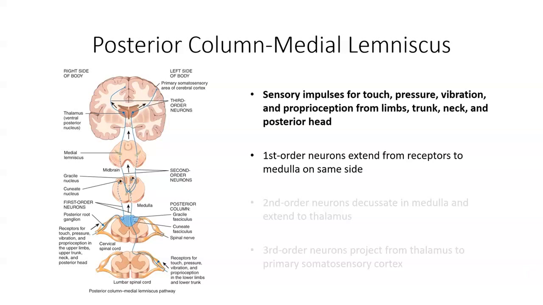The first order neurons in this pathway extend from the sensory receptors in the limbs, the trunk, the neck, and the back of the head into the spinal cord, and then they ascend to the medulla oblongata on the same side of the body. The cell bodies of these sensory neurons we find in our posterior root ganglions. Remember, that's the swelling of cell bodies in our posterior root. In the spinal cord, their axons then form, so these axons here will form that posterior column.